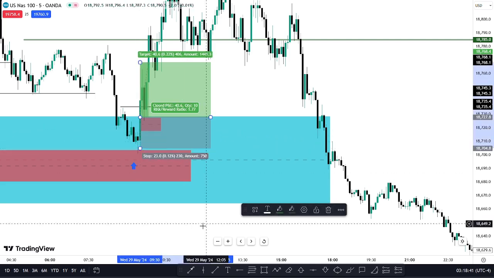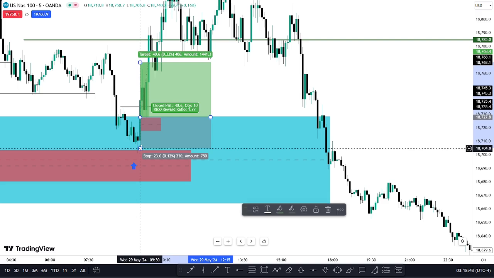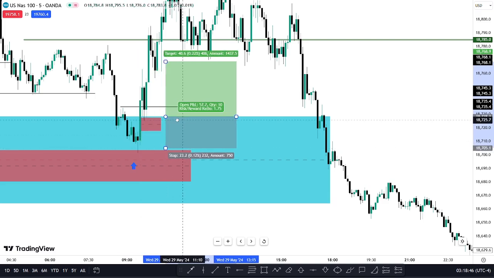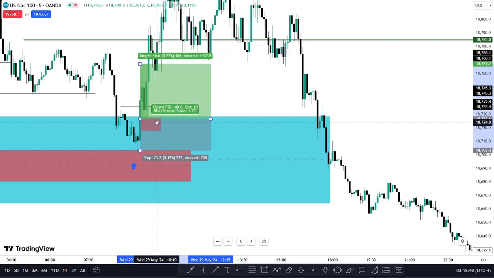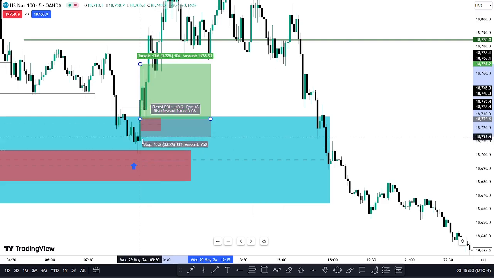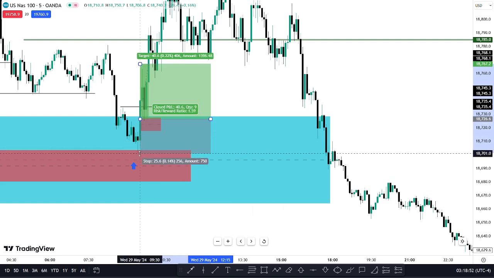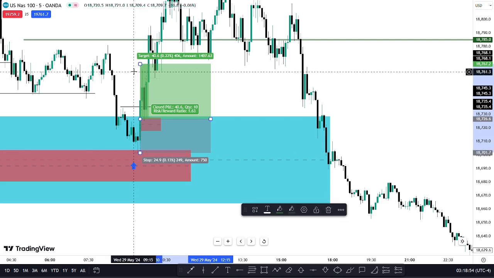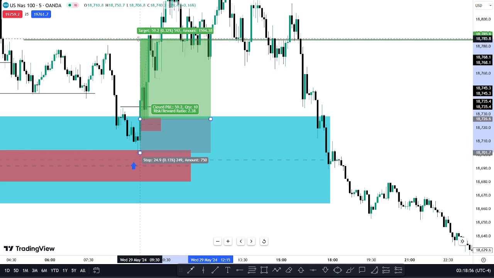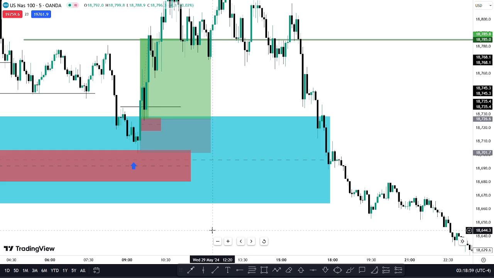either the low of this candle or the low of that candle would be your stop loss. Then the closest hanging fruit, that would be your closest hanging fruit, 1:2.3.